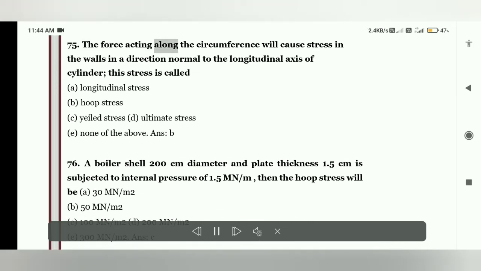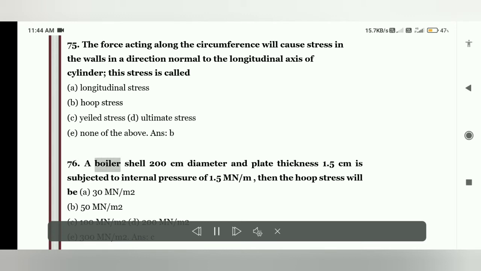Force acting along the circumference will cause stress in the walls in a direction normal to the longitudinal axis of the cylinder. This stress is called: A, longitudinal stress; B, hoop stress; C, yield stress; D, ultimate stress; E, none of the above. Answer: B.